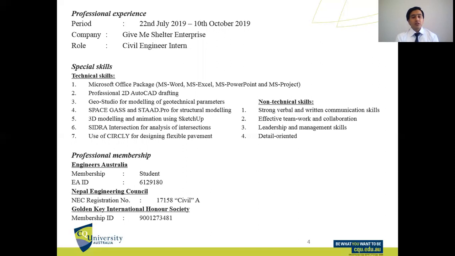For my professional membership, I am a student member of Engineers Australia with the membership ID provided. I am also a registered engineer with the Nepal Engineering Council, and I am also a member of the Koldanki International Honor Society.